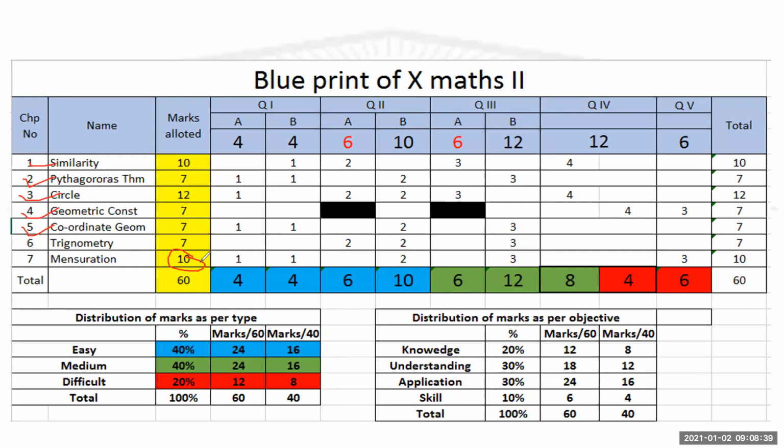Just understand that these 10 marks which are there would be adjusted to all these topics. You have to prepare yourself in that manner. Again, check. In question 1, you have 1 mark questions. They come from Pythagoras theorem, circles, coordinate geometry, mensuration.